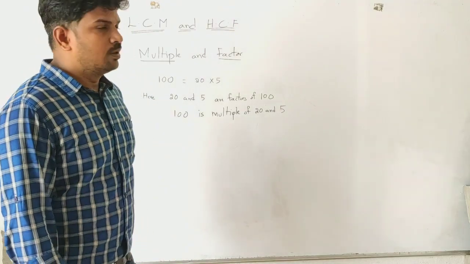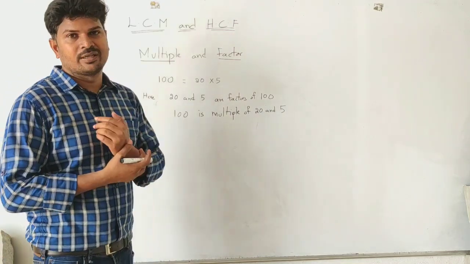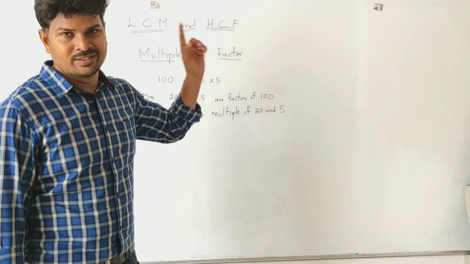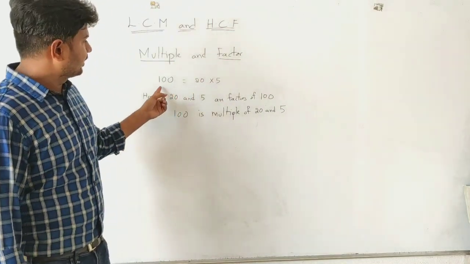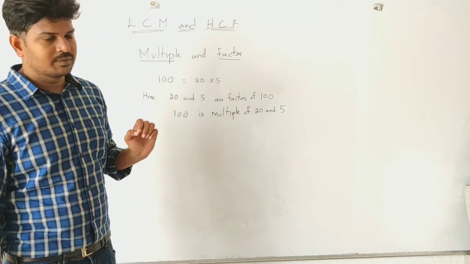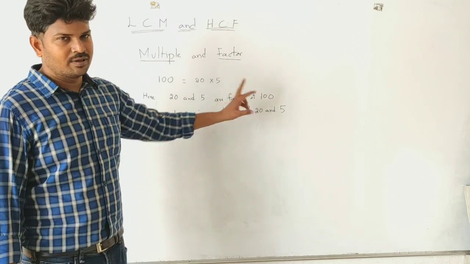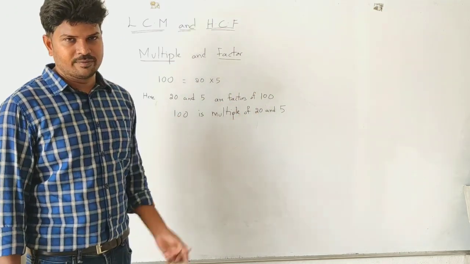Hi, we'll start the topic LCM and HCF. In order to understand LCM and HCF, you have to know what is multiple and what is factor. I'll take an example to explain this. Say, 100 can be written as 20 into 5. Here, 20 and 5 are called factors of 100. Similarly, 100 is called multiple of 20 and 5.